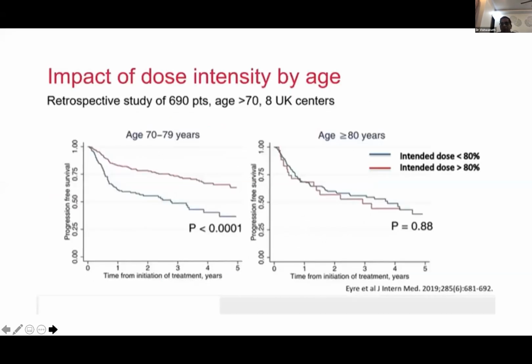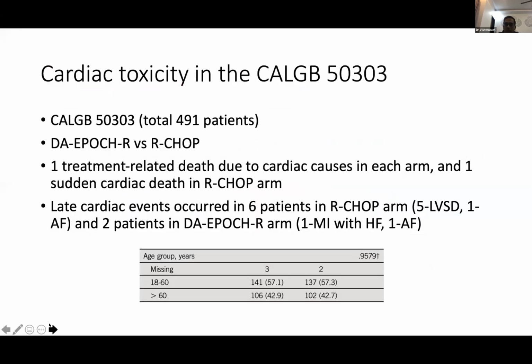There has also been a retrospective study from 8 UK centers of 690 patients over the age of 70 years. They looked at the 70 to 79 year age group and the more than 80 year age group. You can see that when the dose intensity was reduced to less than 80%, in the 70 to 79 year age group there was a difference in the outcome, but not in patients over 80 years of age, where an intended dose of less than 80% versus more than 80% did not alter the outcome.